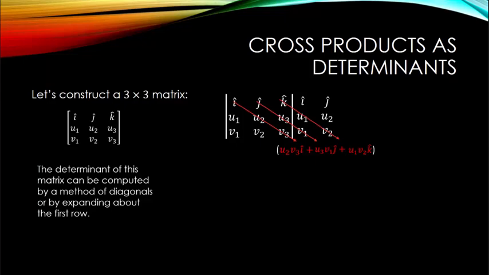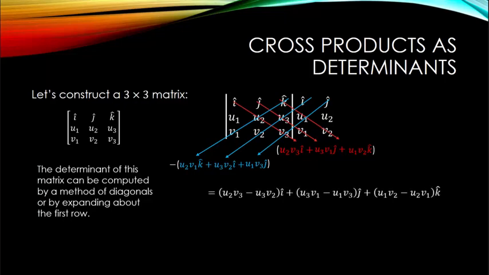Then I subtract the sum of the products of the off diagonals starting with k hat. The product from k hat down to the left gives me u sub 2 v sub 1 k hat, and I add u sub 3 v sub 2 i hat and u sub 1 v sub 3 j hat. My determinant becomes the quantity u sub 2 v sub 3 minus u sub 3 v sub 2 i hat, plus the quantity u sub 3 v sub 1 minus u sub 1 v sub 3 j hat, plus the quantity u sub 1 v sub 2 minus u sub 2 v sub 1 k hat.